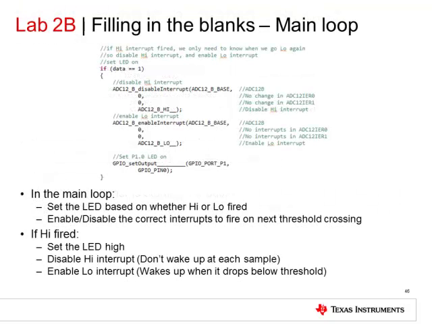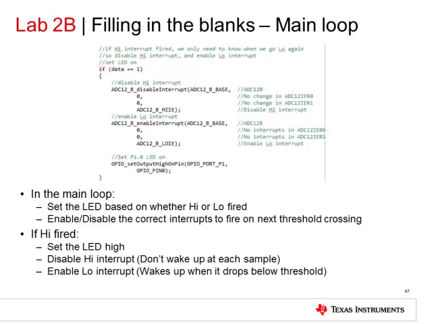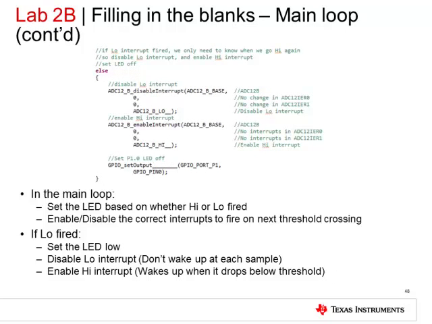In the main loop, the decision logic toggles the LED based on the window comparator interrupt that was fired. Also, the high and low interrupt enables are toggled in this function. This slide shows the decision logic for if the ADC data is set to 1. This slide shows the logic for the else condition.